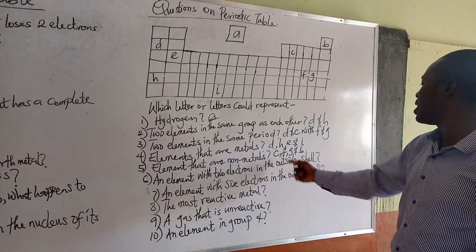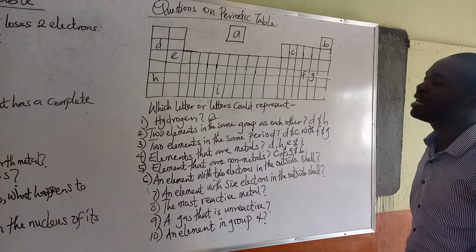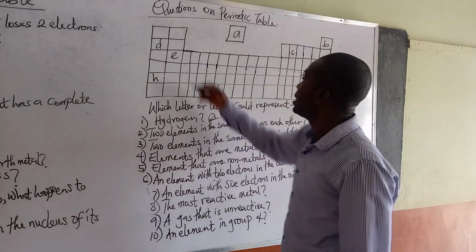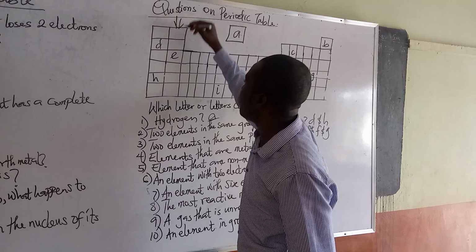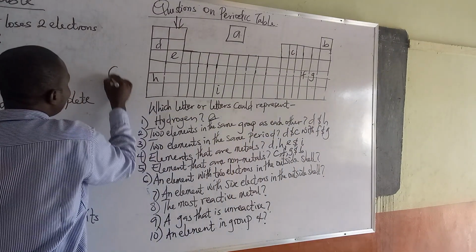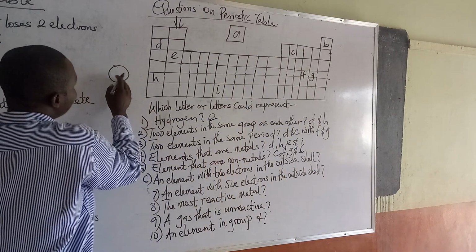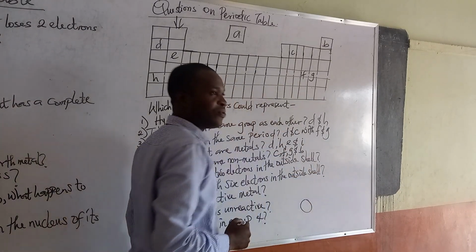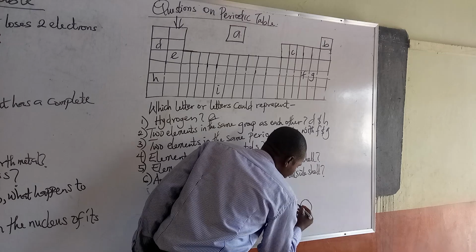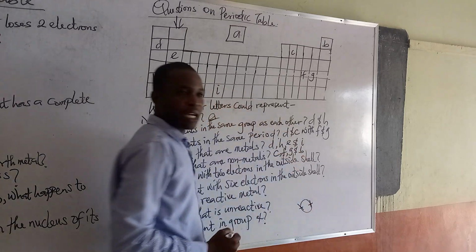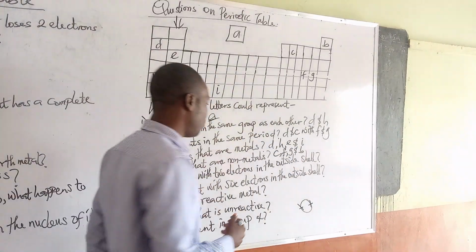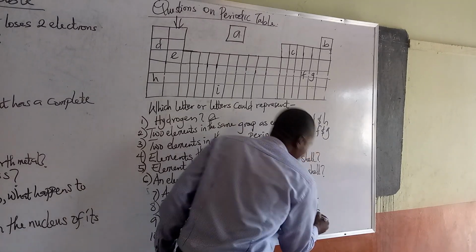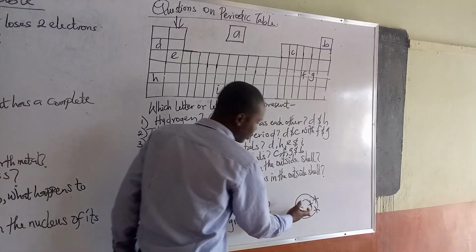An element with 2 electrons in the outside shell. That is group 2. The number of electrons that you have in your outside shell determines the group that you have. Let's try it here. First group. If I have 2 electrons, that's duplex. Then in the next group, if I have 2 elements, this will be element 1.